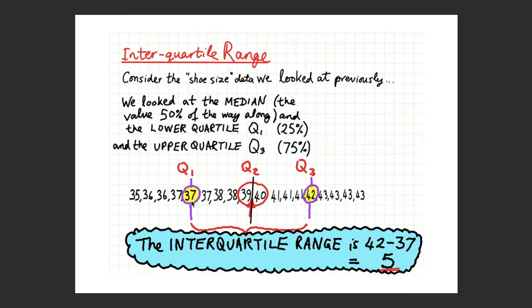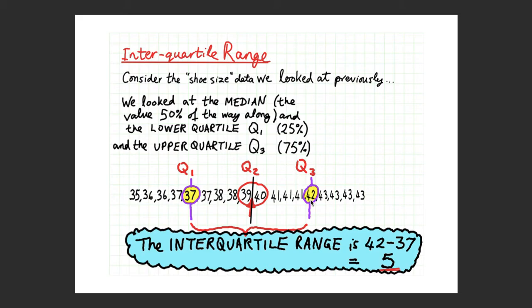So the range from the bottom 25% to the top 25%, so from 37 to 42, that's a range of 42 minus 37. So we say that the interquartile range is 5. There's a spread of 5 across, well, the middle 50% really. The middle 50% of people have a spread in their shoe size of about 5 shoe sizes. So we use the interquartile range to measure how spread out a set of data is.